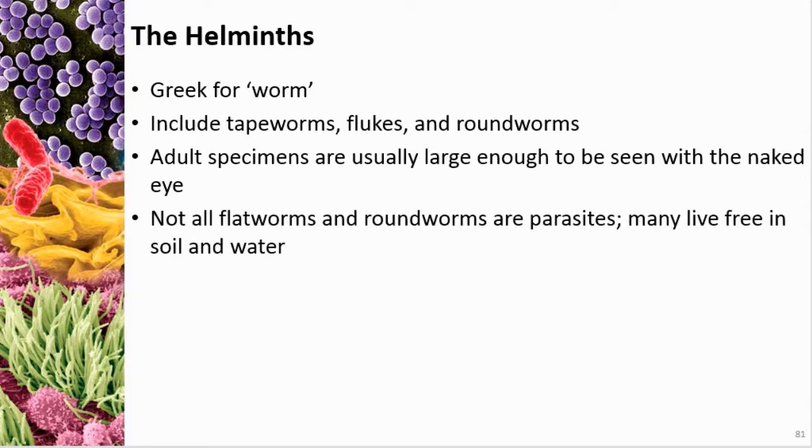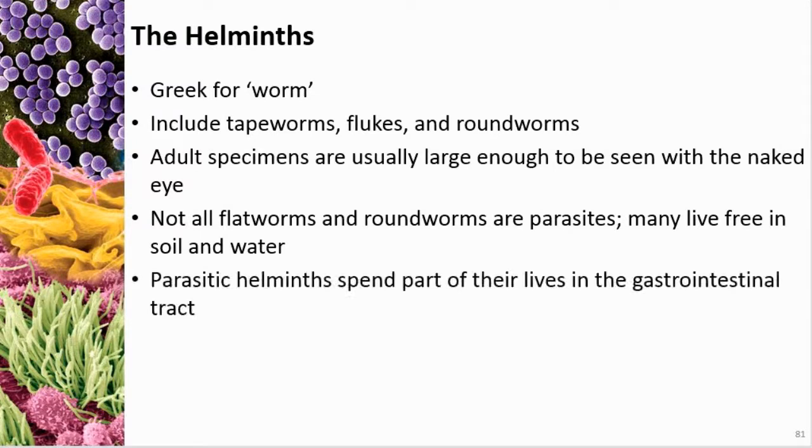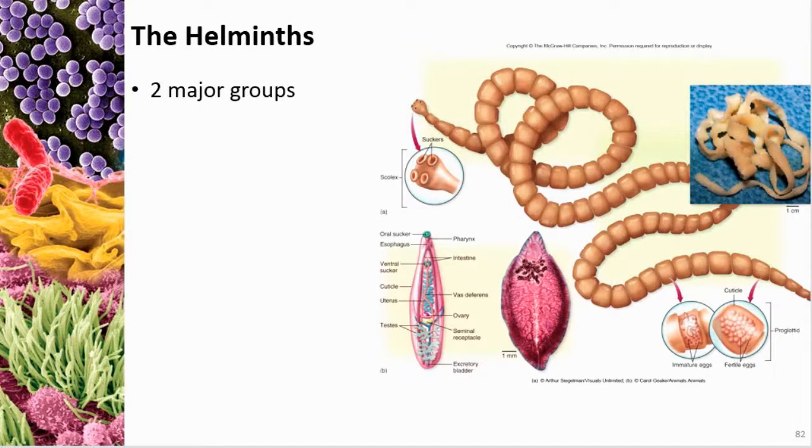Not all of these are parasites. Some of them can live in soil or water, and some of them can be either. Parasitic helminths, though, spend part of their lives in the GI tract of animals. So there's two major groups of these helminths: flatworms, which is the phylum Platyhelminthes. I believe plat actually means flat. I'm fairly certain of that.